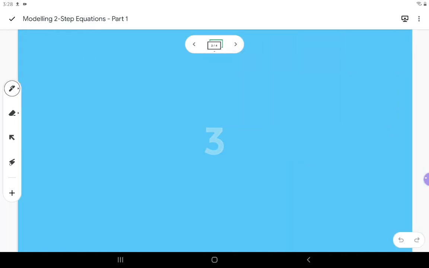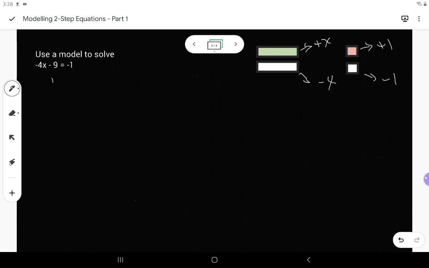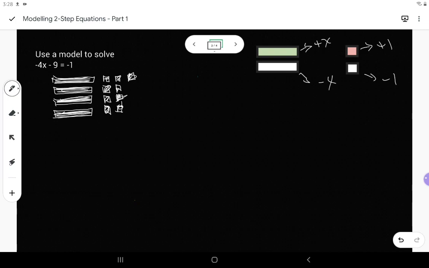Okay? How does this work if I change it around and instead of having all these positive x's, what if my x's happen to be negative? And I've got my negative 4x here, and I write that in. So I got 4 white rectangles. How does this change what we're doing? So I've got negative 4x and then minus 9, so I've got to have 9 white squares. Okay, so I've got 3, 4, 5, 6, 7, 8, and then number 9. Again, it does not fit into 4 nice rows.